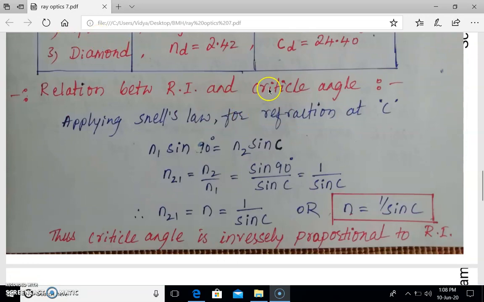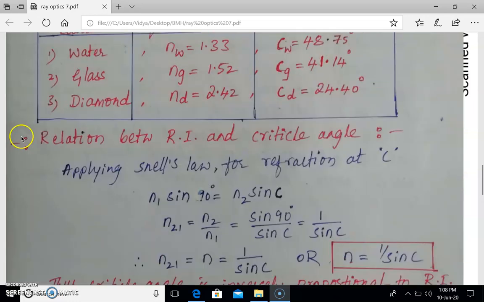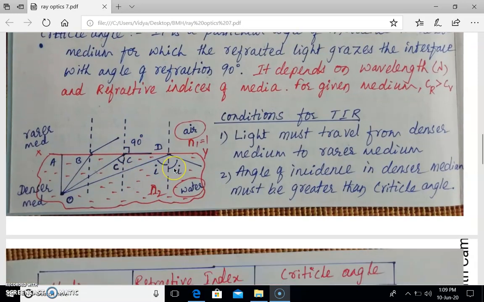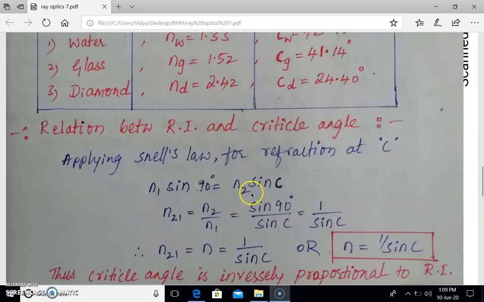The relation between the refractive index and the critical angle: applying Snell's law for refraction at C, the angle of incidence is C and the angle of refraction is 90 degrees. Applying Snell's law, N1 sin 90 equals N2 sin C. In general form, for refraction at a point C, light traversing from a denser medium to a rarer medium, according to Snell's law we can write N1 sin 90 equals N2 sin C.